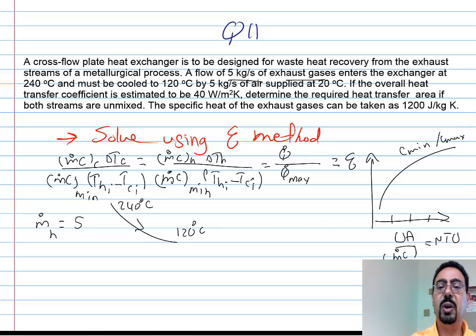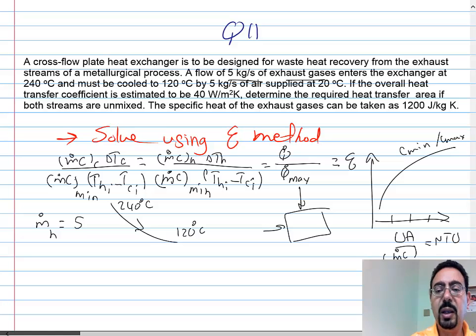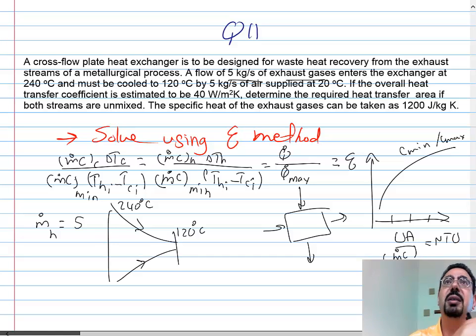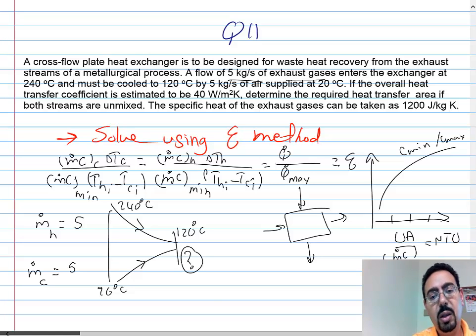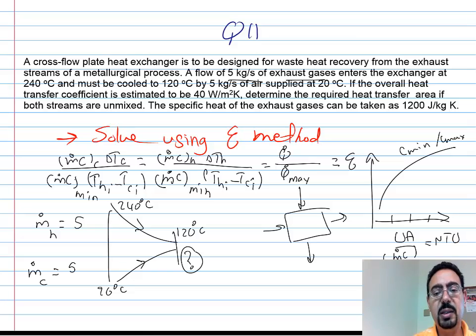Okay, so in a cross flow, one of them would be coming like this, and the other one would be leaving like this. So when I'm plotting it like this, I don't really mean they are parallel flow. I'm just saying here's the inlet, here's the outlet. Okay, but they are counter flow. So the air is also 5 kilogram per second. So m dot cold is 5 kilogram per second, and it's supplied at 20 degrees, and we don't know what temperature it will go to, but we can calculate this easily.